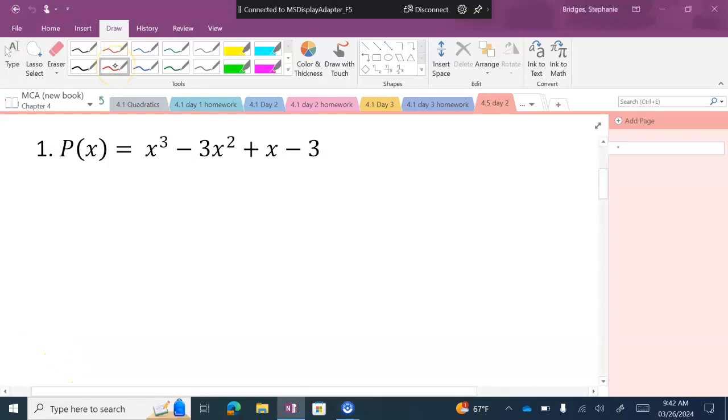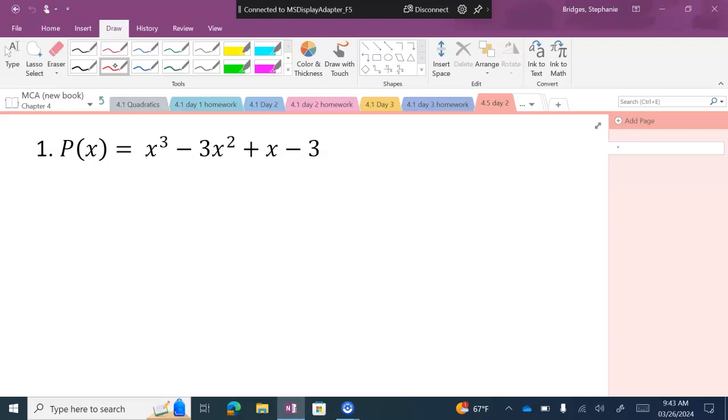is x to the third minus 3x squared plus x minus 3. Okay, that p of x is equal to what? What do we set it equal to so that we can solve? 0, okay? Does it really matter if I write that 0? Not technically, not now anyways. So what I want to do, what is my constant term?